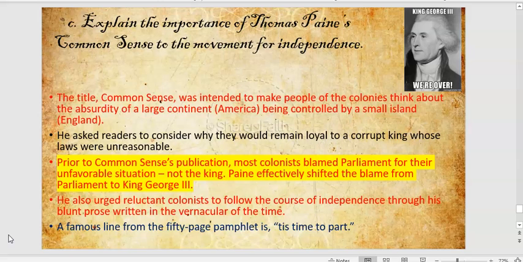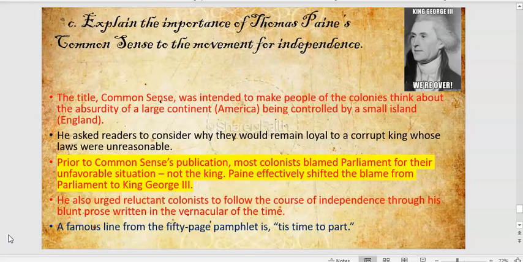So he asked the readers, why are you remaining loyal to a king who clearly passes unreasonable laws and does not have your best interest at heart? He's really trying to appeal to their logic, right? Now, the weird part is before the publication of Common Sense, most colonists blamed Parliament for their situation. Why would they do that? Because Parliament are the ones passing the taxes, right? They're the ones costing the colonists money. So they're naturally going to blame Parliament, okay, and not the king.